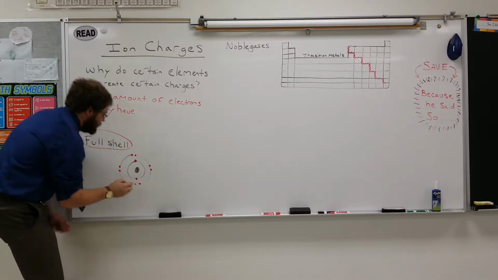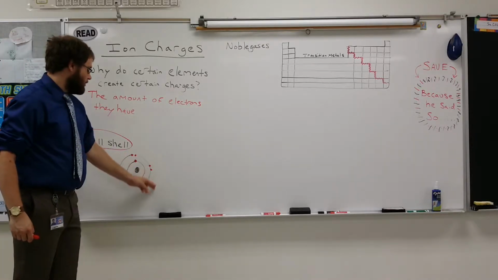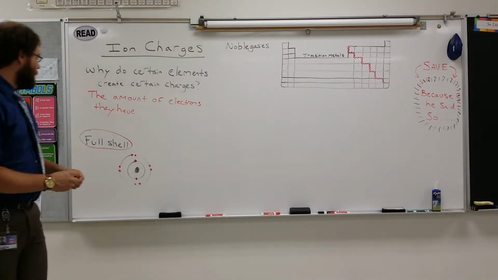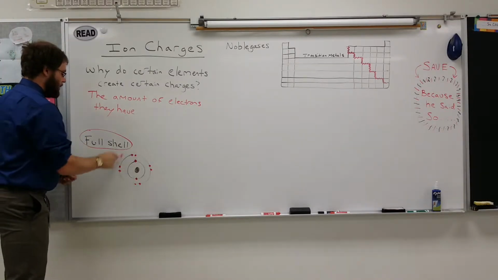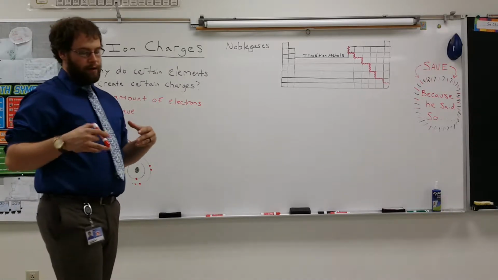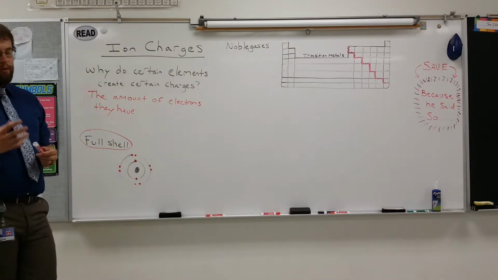So the majority of atoms that we'll deal with in this class want to have 8 electrons in what's called their valence shell, or the last shell they have. If they have 8 electrons, or they feel like they have 8 electrons, they are going to be full, they'll feel comfortable, and they won't be so reactive.